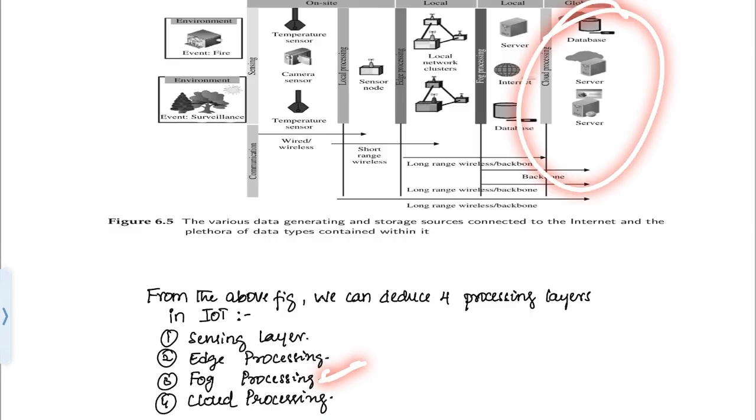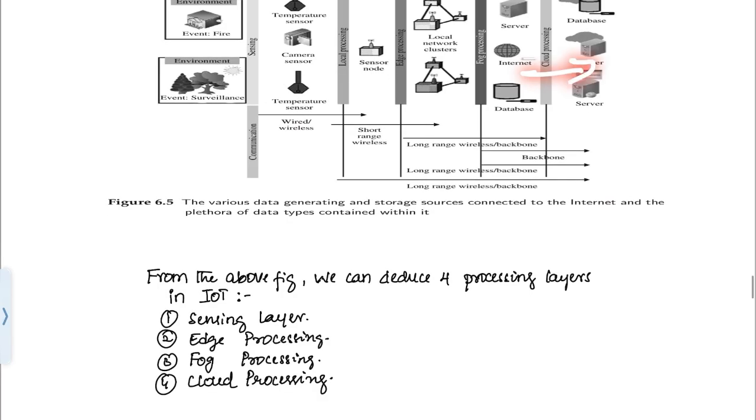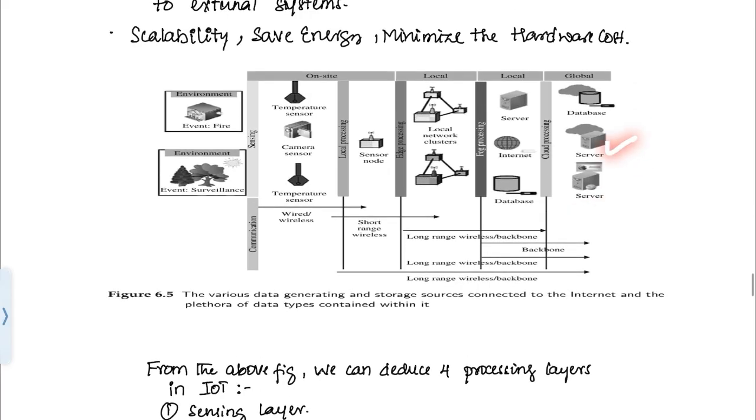Coming to cloud processing. If any additional processing is required, the data is forwarded to the cloud. Here the transmission is through long range wireless connections. Cloud processing involves large scale centralized systems which are capable of handling large amounts of data. That's why we have written sensors and database here.